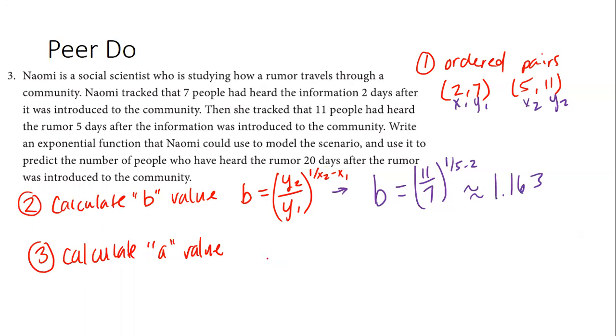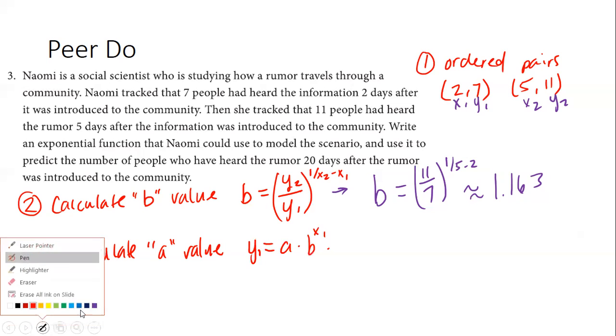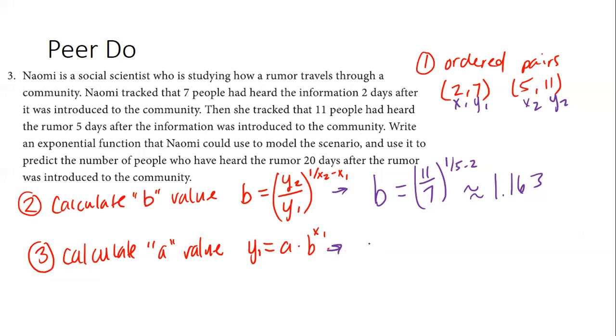So to calculate your A value, you're going to plug into Y equals A times B to the X. You're going to plug your Y1 equals A times your B to your X1. So we plug in what we do know. Do we have a Y1? Yeah. Do we have an X1? Yeah. Do we know our B value? Yes, so we're going to plug those in. So when we plug in, our Y1 is 7. Our A is what we're looking for. What is our B value?